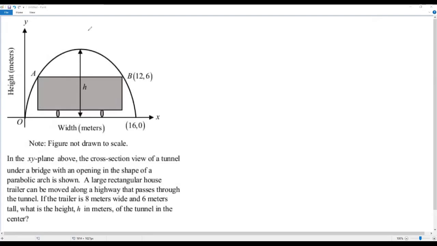Here we have a SAT math problem. Okay, let's cover the question. In the XY plane above, the cross-section of a tunnel under a bridge with an opening in the shape of a parabolic arc is shown.